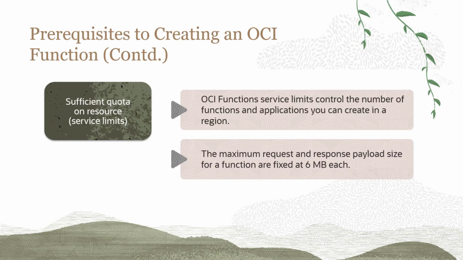Additionally, each function is subject to a fixed maximum payload size, allowing up to 6 MB of data for both incoming requests and outgoing responses. These limitations are immutable, emphasizing the importance of optimizing data handling within your functions.